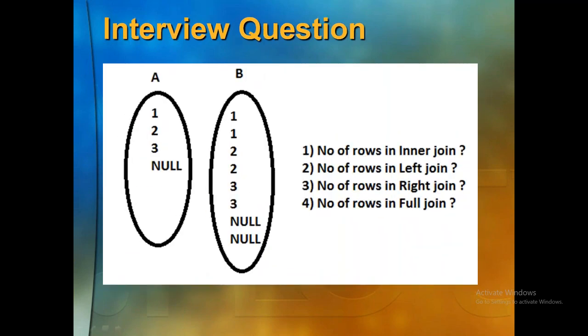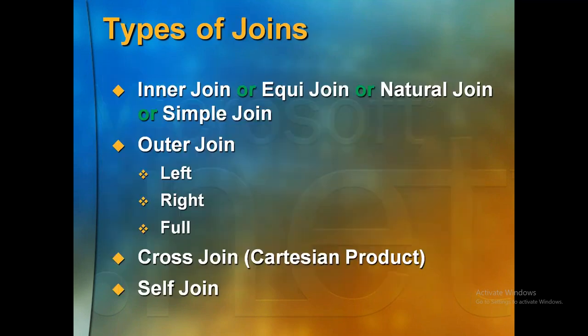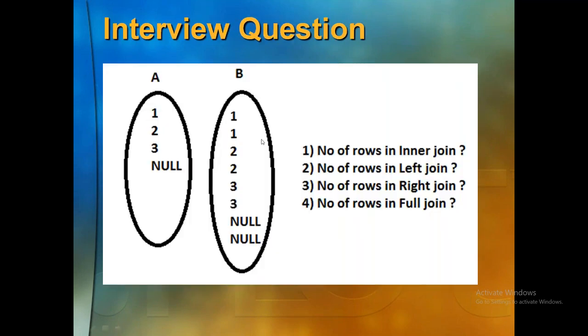Right. So these are the things that we discussed yesterday. The first question is 1, 2, 3, null and 1, 1, 2, 2, 3, 3, null, null. Number of rows in inner join, number of rows in left join. So the answer we already discussed. Here 1 into 1 and 1 into 1 gives two rows, 2 into 2 and 2 into 2 two more rows, and 3 into 3 and 3 into 3, so it is 6 rows. Inner join is 6 plus 1 unmatched data, 6 plus 1, 7 rows.